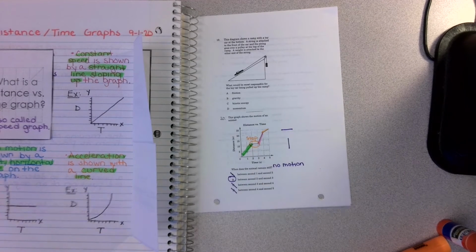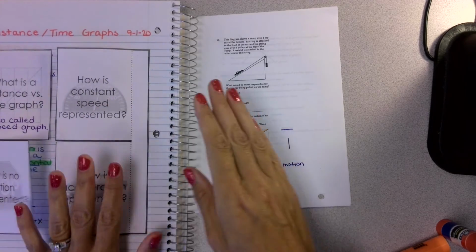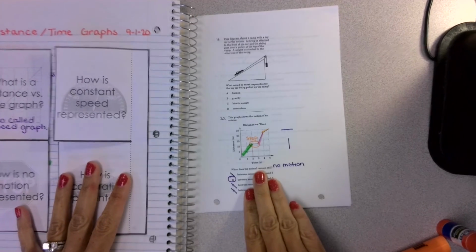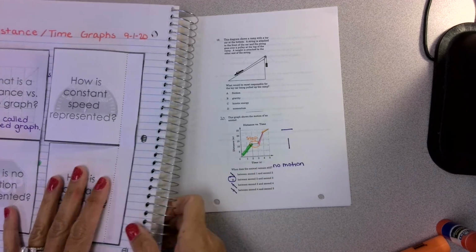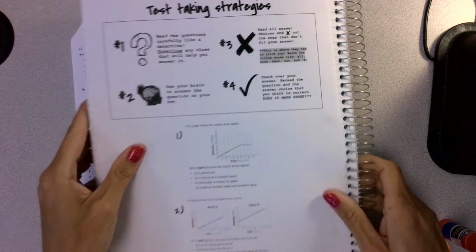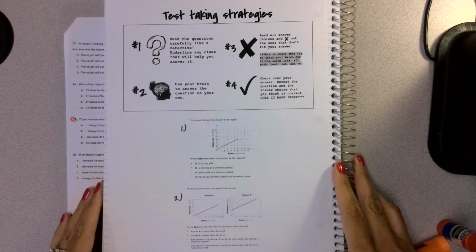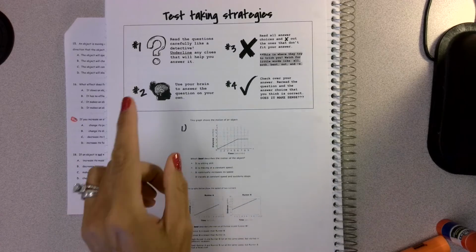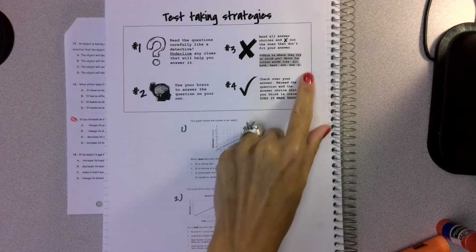Okay, so let's look at the graphs real quick that you're going to be working on today. Remember, you did not have a copy of this graph. This is just for me to show you. So let's look at what you guys have. You guys have this paper right here. So I reviewed the strategies with you.